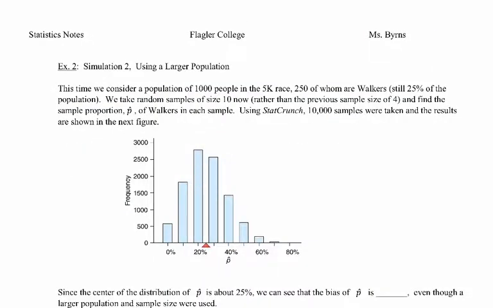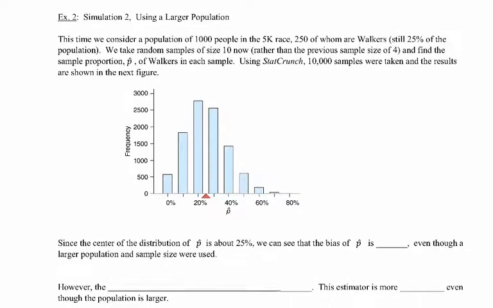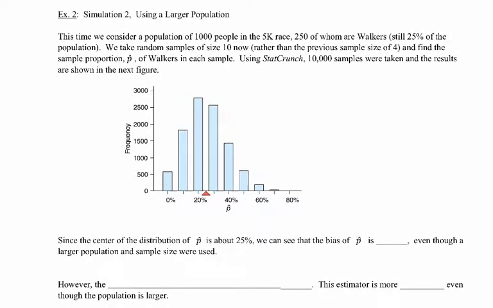So this time we're using the same 5K example where we have walkers and runners, but now we're looking at a larger population. So now we're considering a population of 1,000 people in our 5K race. Among those 1,000 people, 250 of them are walkers. Notice that that still means that p, remember what p was, keep reminding yourself this, p was the population proportion, so p would still be 25%. Walkers, right? 250 out of 1,000, 25%.